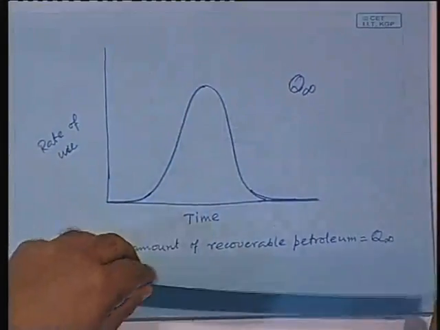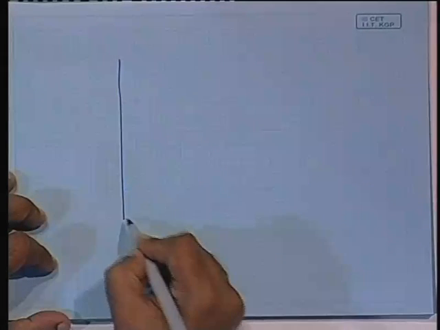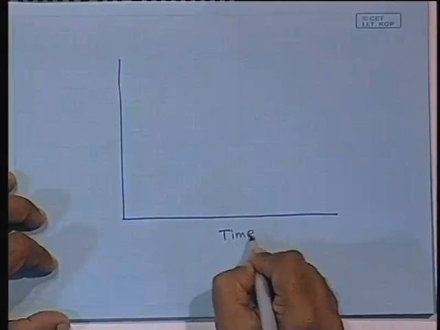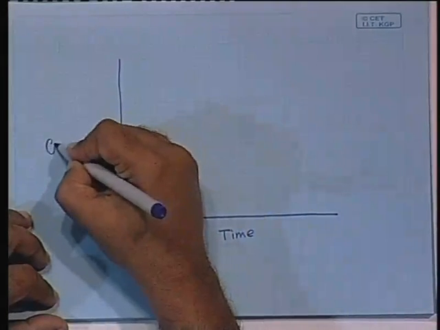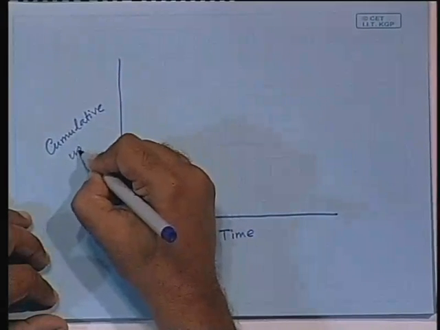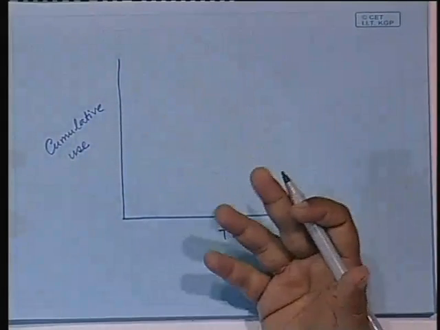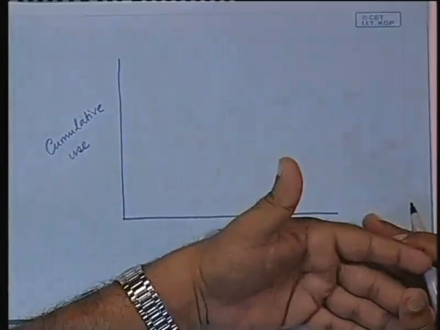Okay. So normally it is more convenient to draw the cumulative amount of exploitation. So we prefer to draw a curve where time is here, the cumulative use is in the y-axis. Cumulative means how much has been exploited till date. That is what you plot against time. So if you plot that, then it will be nothing but the integral of this.